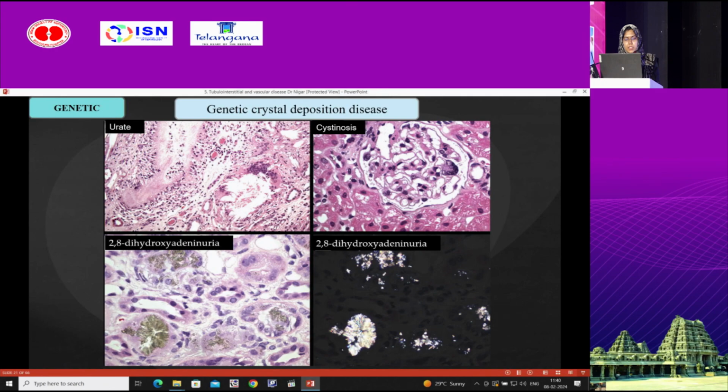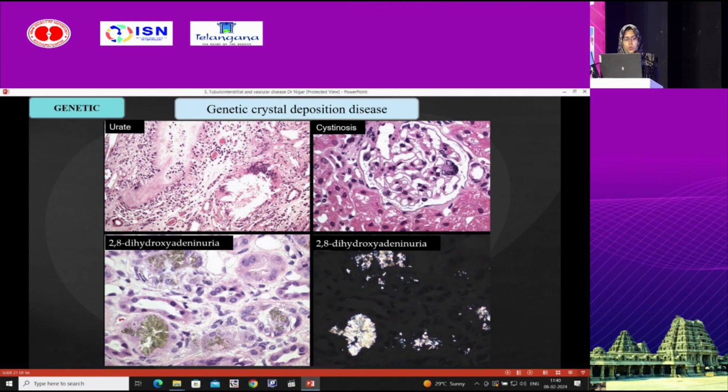Next is cystinosis, which is again due to a genetic defect, an autosomal recessive lysosomal storage defect. Cystine crystals are again dissolved during routine processing, and what we see on a biopsy are usually these multinucleated podocytes or multinucleated tubular epithelial cells.